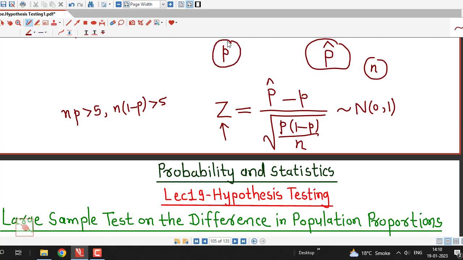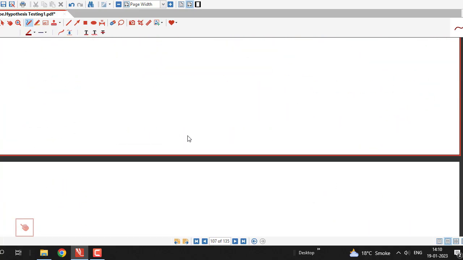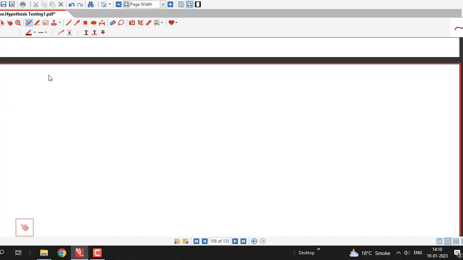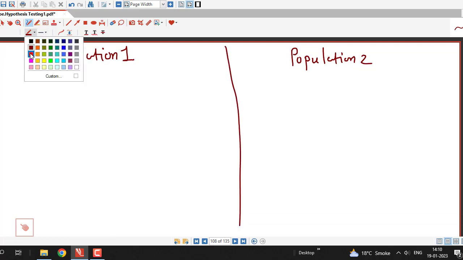Now, instead of a single proportion, we have two population proportions. So we will see what the test statistic is for the sampling distribution of the difference of two proportions. For that, we are considering two populations, which we denote by population 1 and population 2, which we are going to compare with respect to population proportions. Suppose the population proportion for the first population is denoted by small p1, that is, the fraction of the population with a particular characteristic.